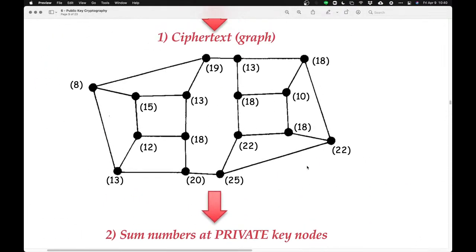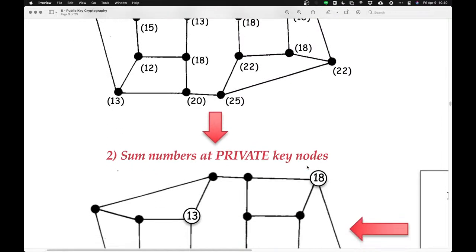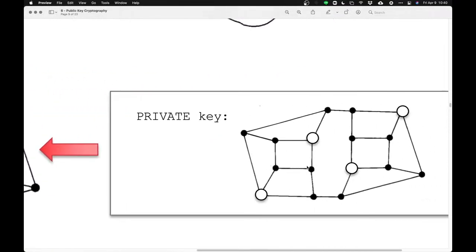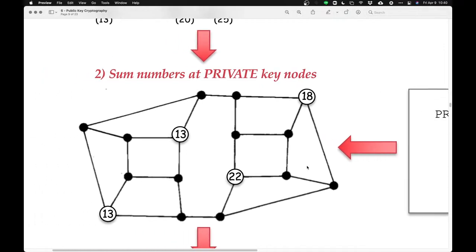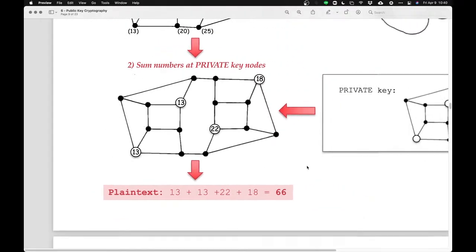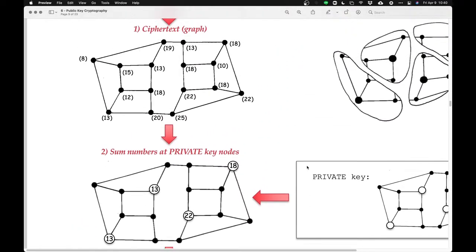You basically look at this ciphertext. You can ignore all the numbers except the numbers that belong to the 4 nodes that the private key told you. Now you sum those nodes together and you get 66. You can ignore the rest of the information. Cool.